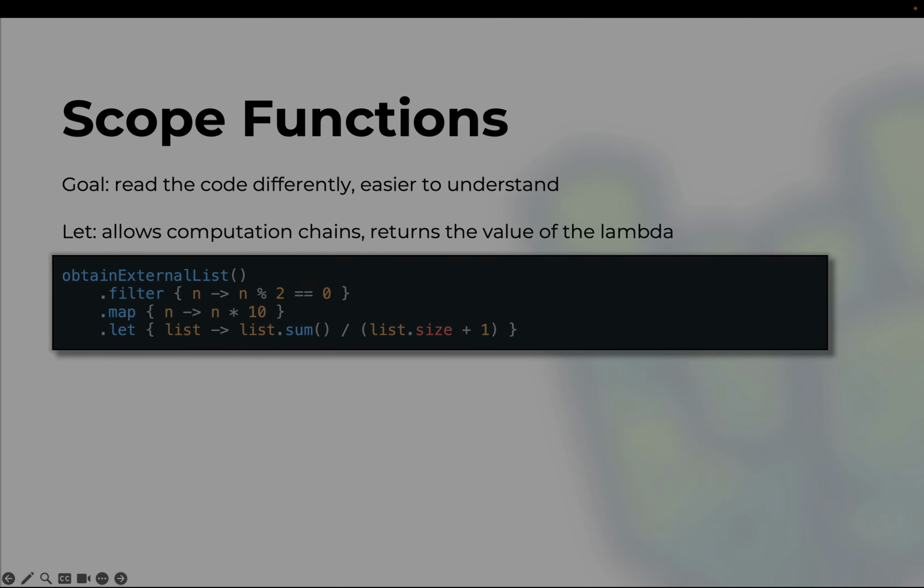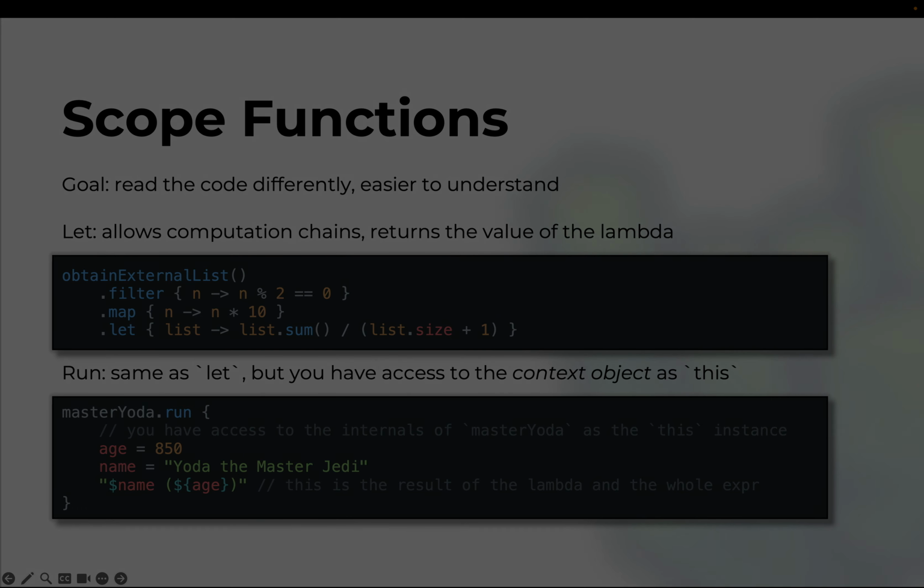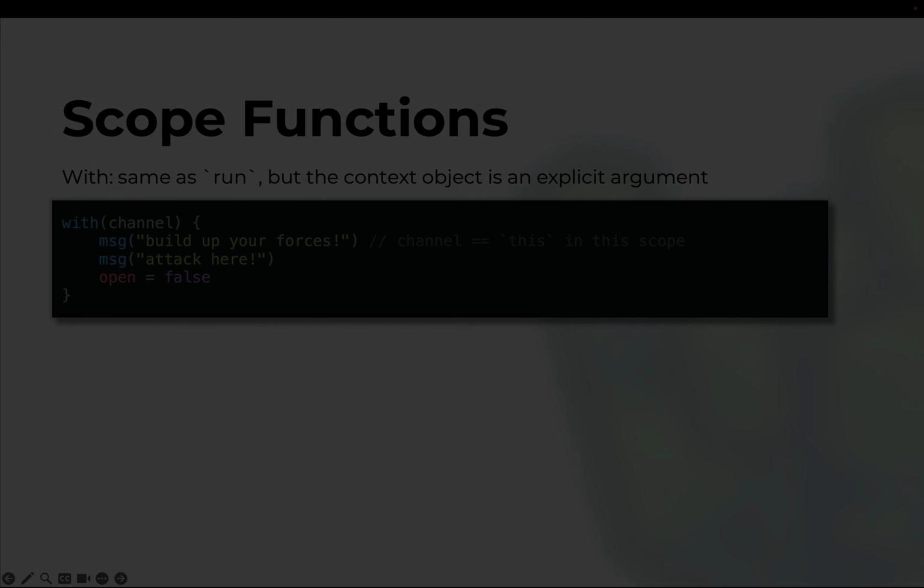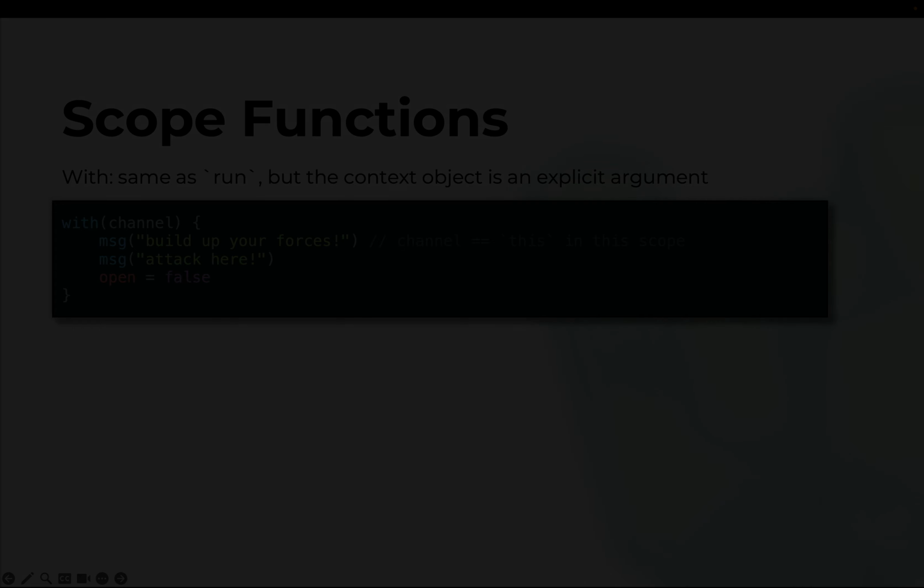Let allows computation chains and returns the value of the lambda that you pass as an argument. So this is one of the most popular scope functions that you can use. Run is the same as let, but you have access to the context object as the this reference, and this allows you to make mutations or call its particular methods. We have with, which is very useful for passing resources or for enabling DSLs or for context receivers, which is an advanced feature of the Kotlin language that we are going to explore later.